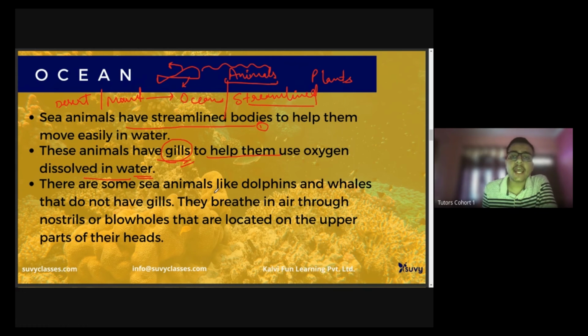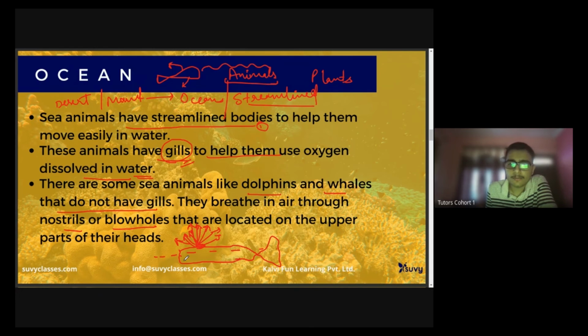There are some sea animals like dolphins and whales that do not have gills. They breathe in air through nostrils or blowholes. You have seen in many cartoons, and you can also see a real whale on YouTube. A whale is a very huge animal, right? And it has a blowhole here. It comes to the surface of the water and blows, and so much air and water comes out. You might have seen this in many cartoons.